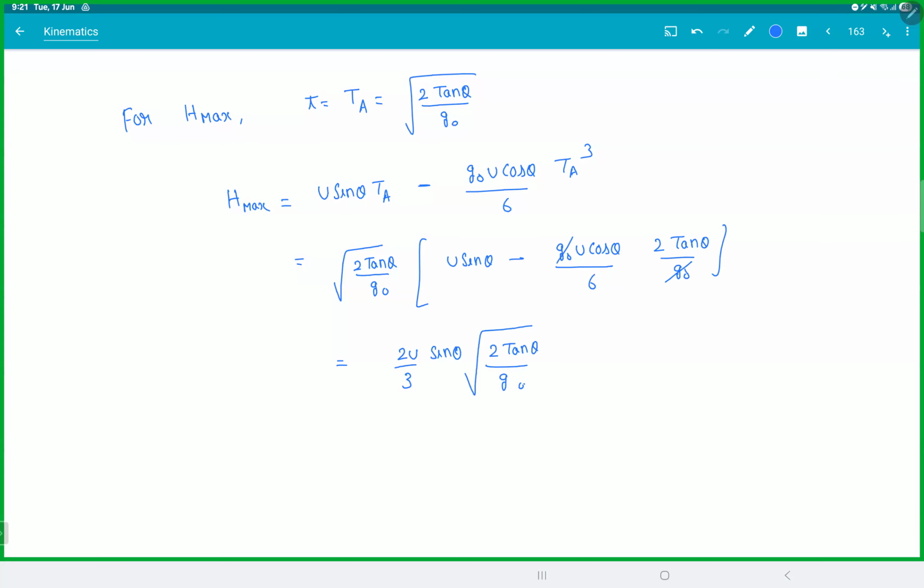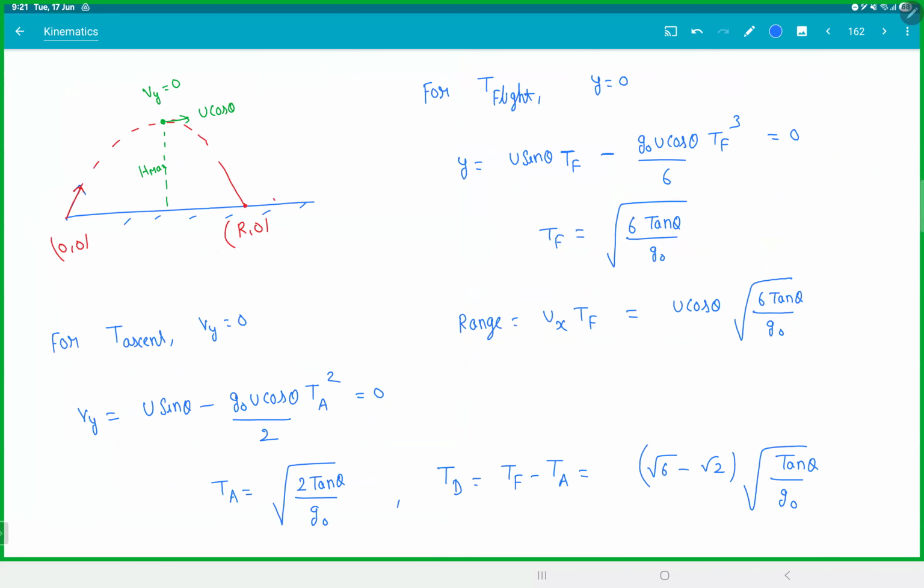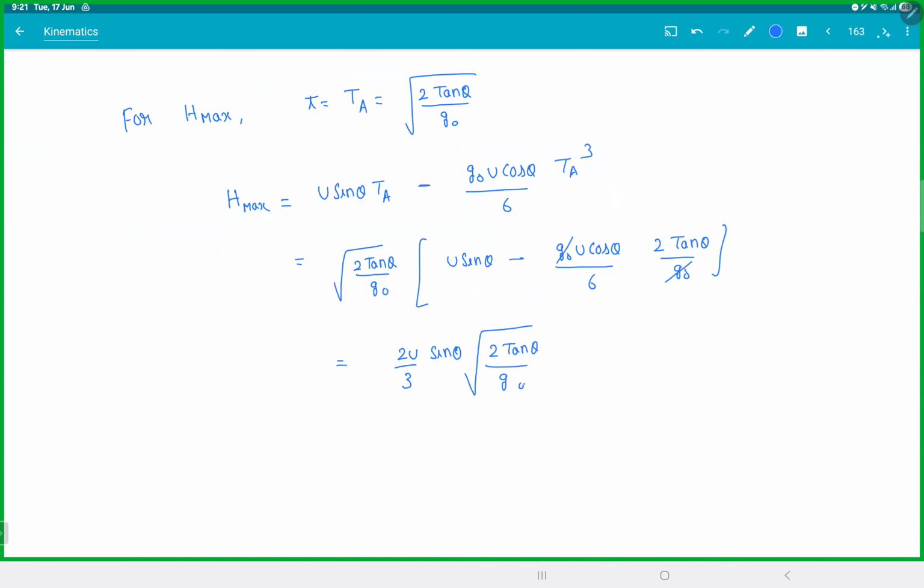But all this starts with finding Vy, Vx. These are the two things. If you don't know the y coordinate and the Vy, you can't do anything. Is the integration clear? Once you got the y coordinate and Vy, for time of flight, put y is 0, you'll get time of flight. Range will be ux into time of flight, you'll get the range. Put Vy 0, you'll get time of ascent. Take the time of ascent and put it in the y coordinate, that will give you h max. Check it out.